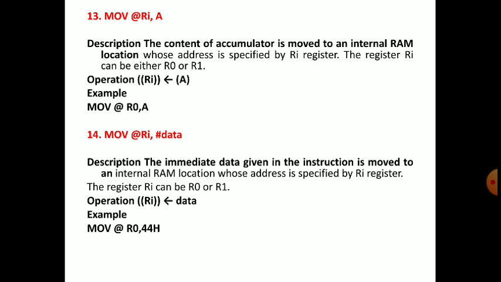There is a mistake. If anyone has identified the mistake, then it's very well and good, because we have mentioned the data in the 14th instruction, so it must be preceded by the sign hash. So it must be move at the rate R0 comma hash 44H. Please write it as hash 44H and draw the table for the example, that is before execution and after execution. Please write it down.